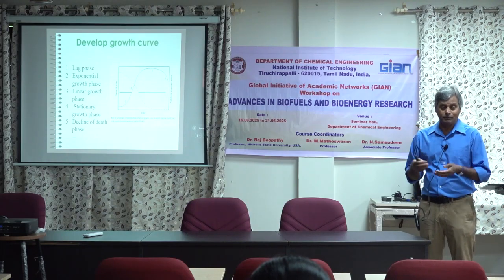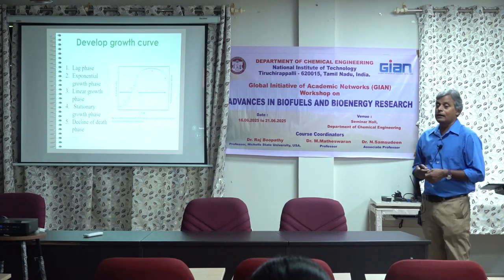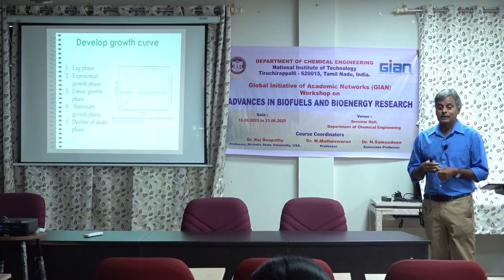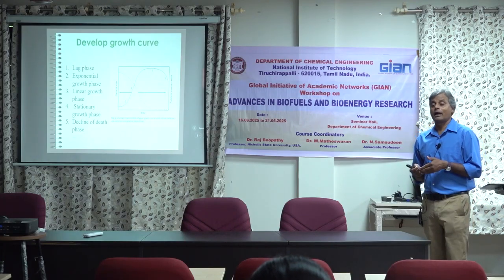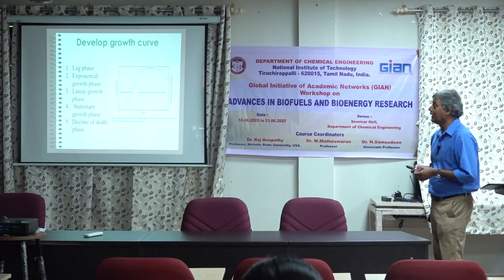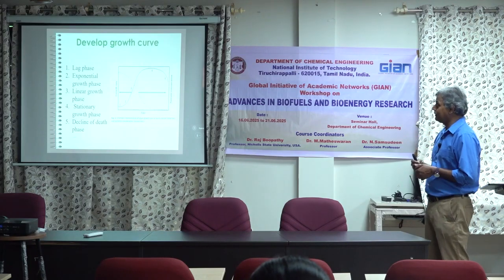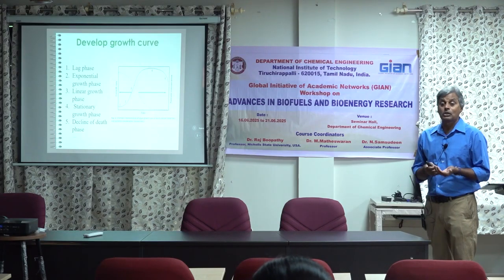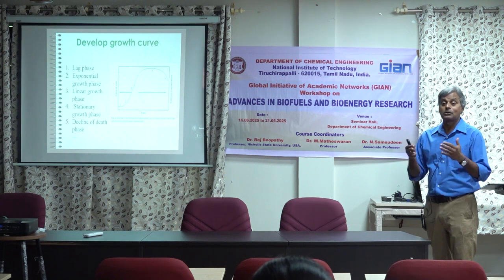They double every few minutes, some of them. And then they reach the stationary phase, and then when nutrients run out, they start to die. They call it the death phase. Okay, so those are the different stages of algal growth when you are growing them in controlled conditions.